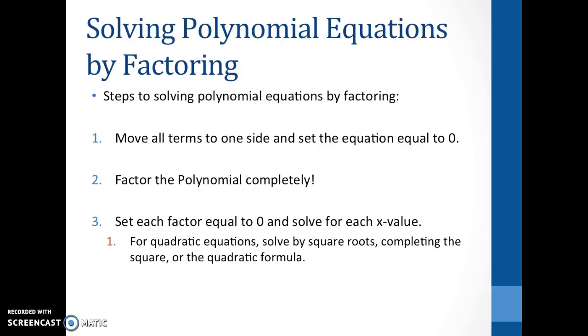For quadratic equations, solve by square roots, completing the square, or the quadratic formula. Simplify all irrational and complex solutions. Now let's look at some examples.